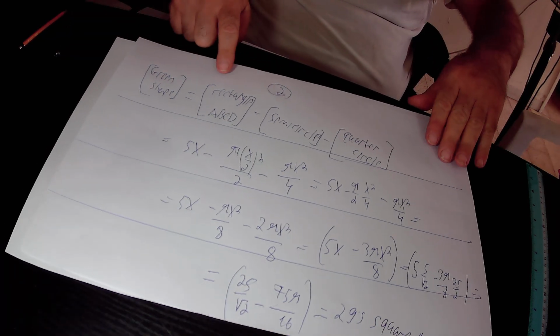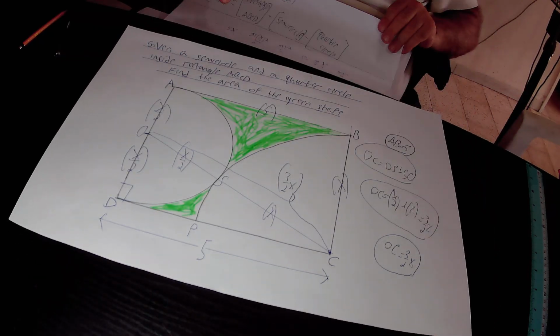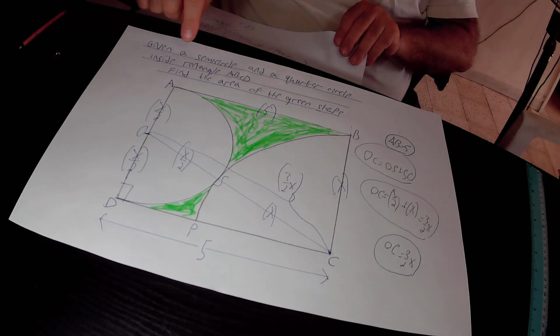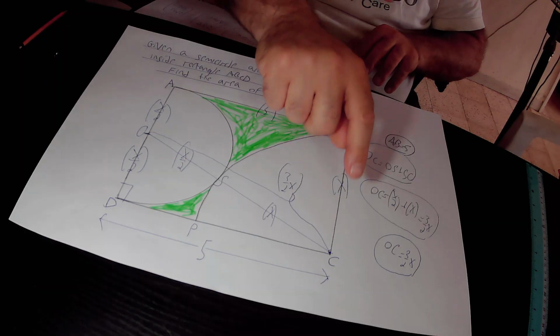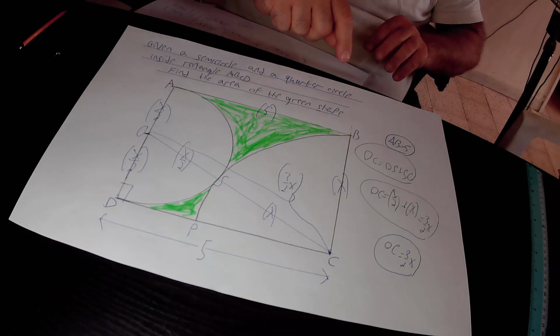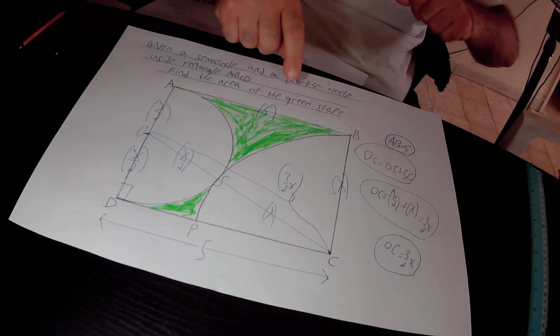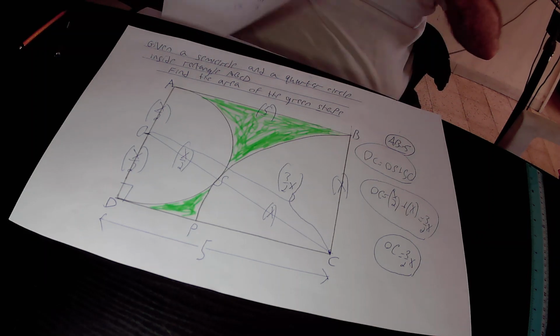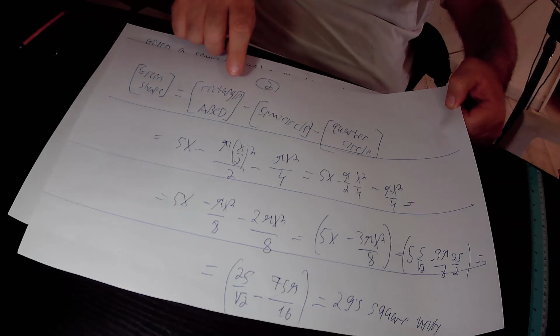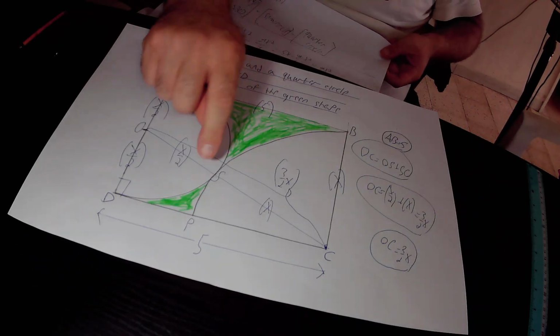So what is the area of rectangle ABCD? Note that the area of any rectangle equals the length of the rectangle times the width. The length AB is 5, the width BC is x. So in total the area of rectangle ABCD equals 5x. Minus the area of this semicircle.